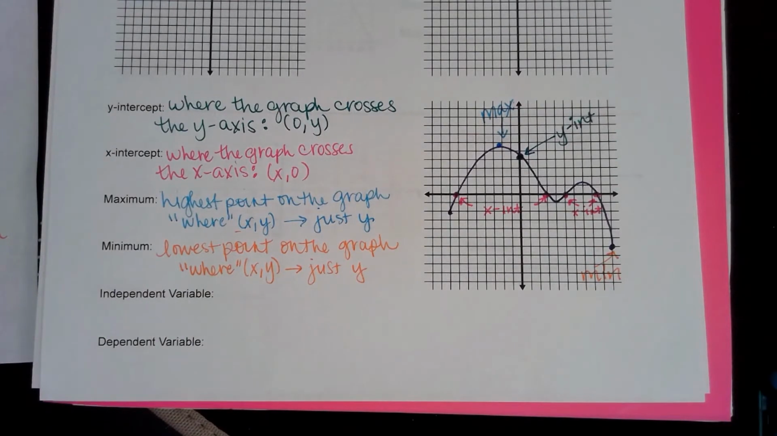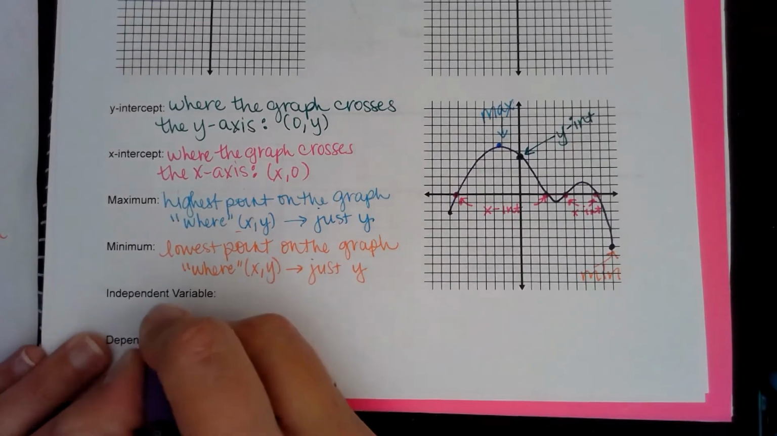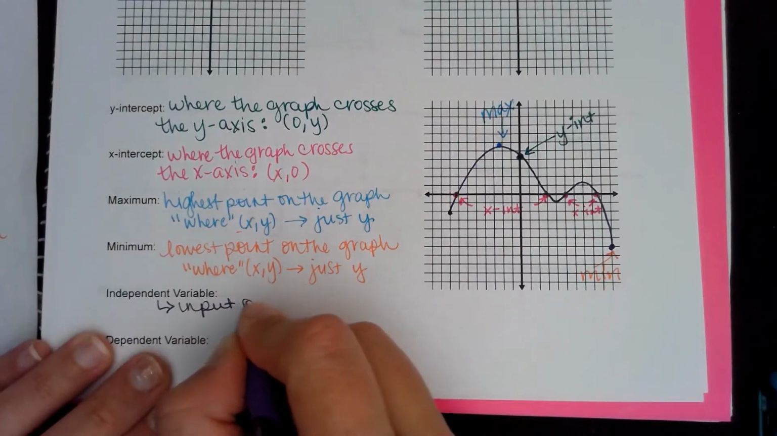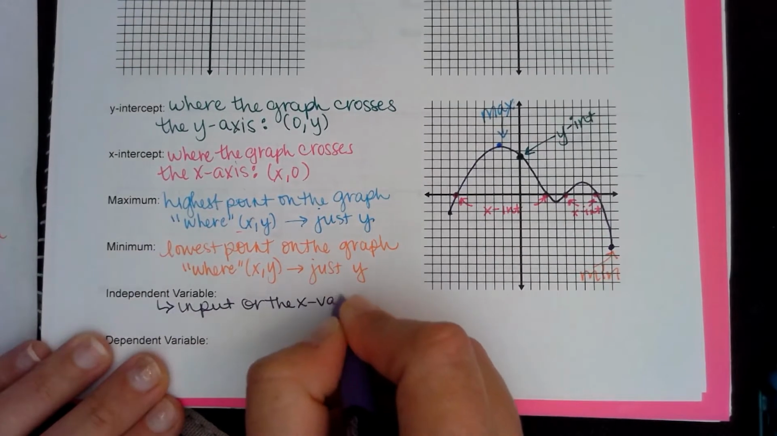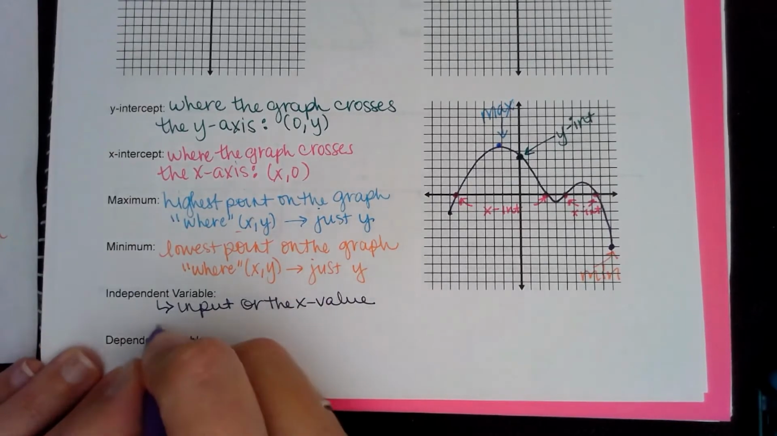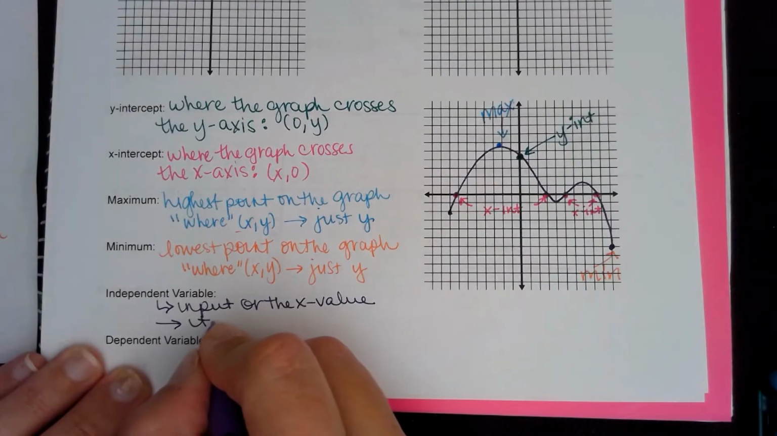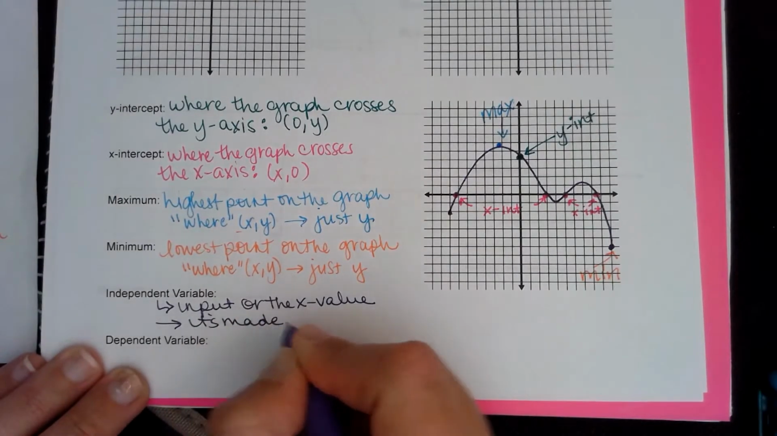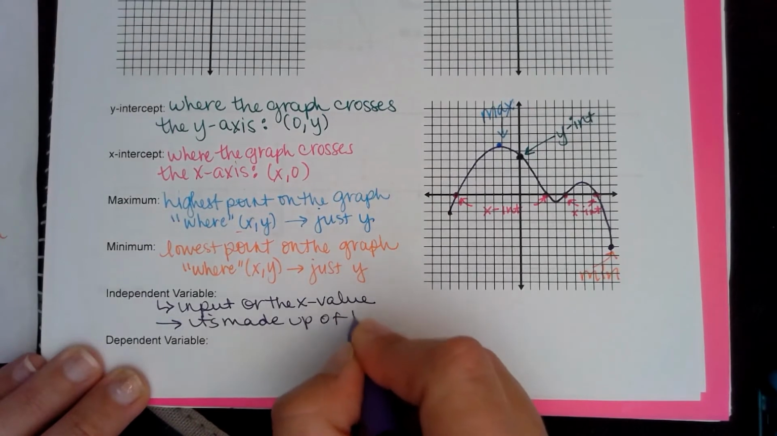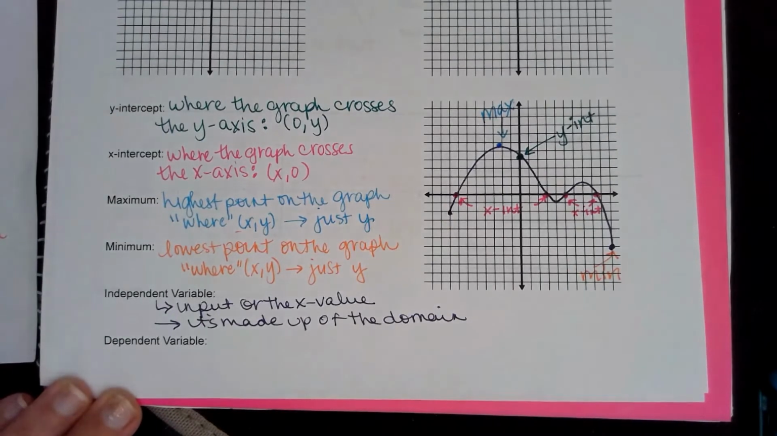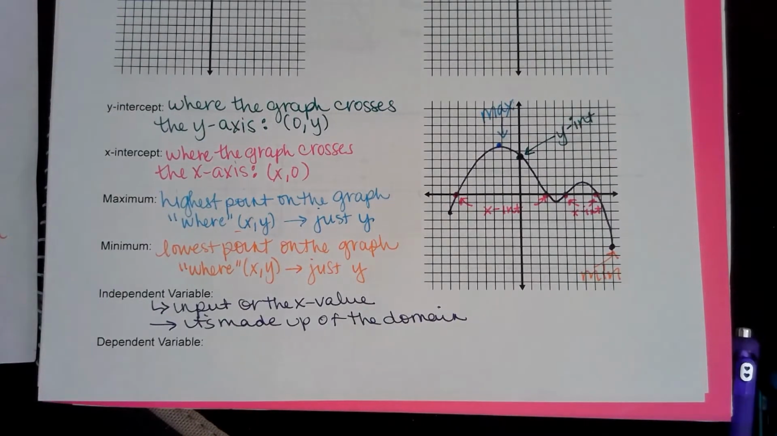All right, and then independent and dependent variable. Again, we talked about this in our lesson before. Okay, independent variable is the input or the x value. And the independent variable is made up of the domain. All of those things are made up of the domains because they're the x values.